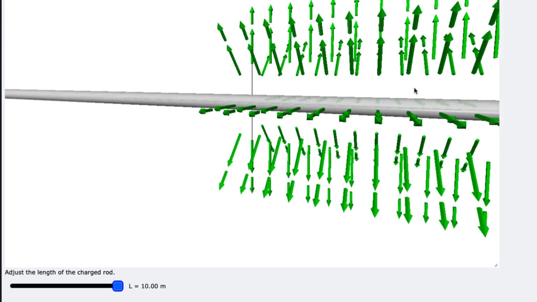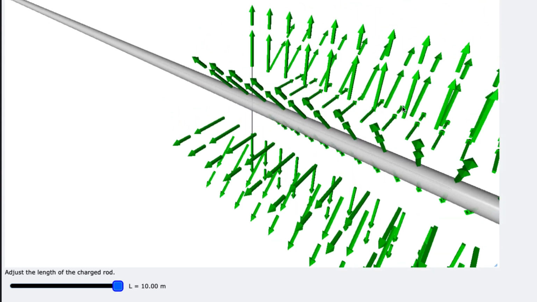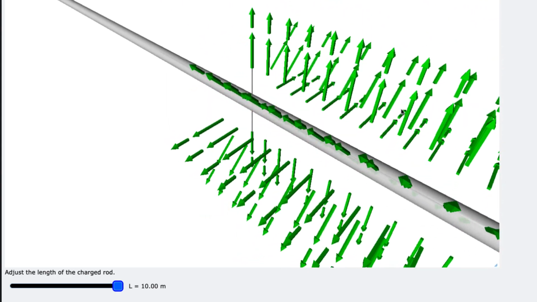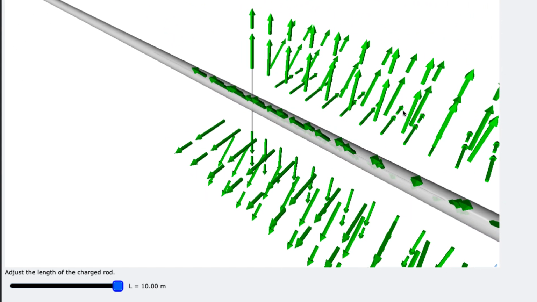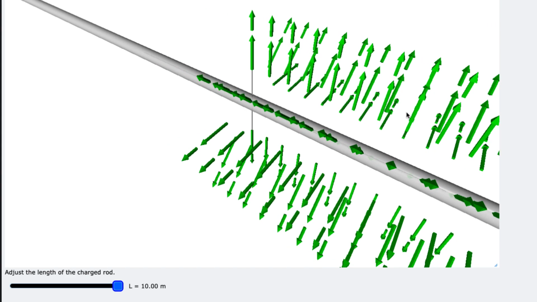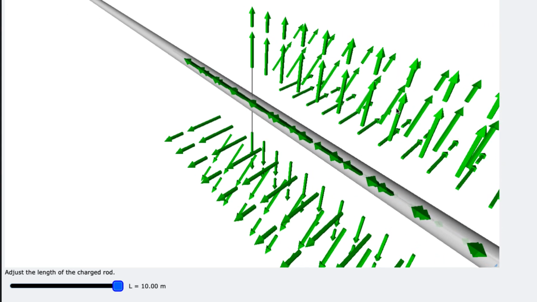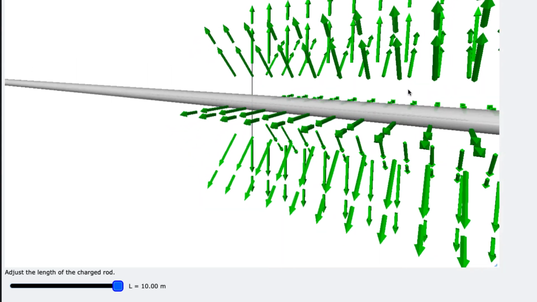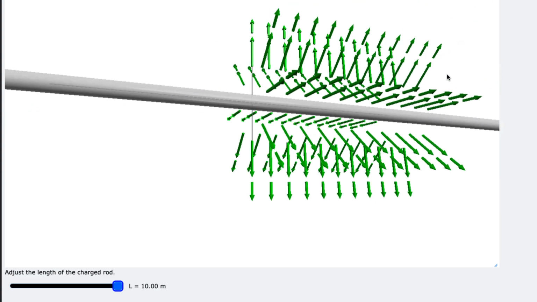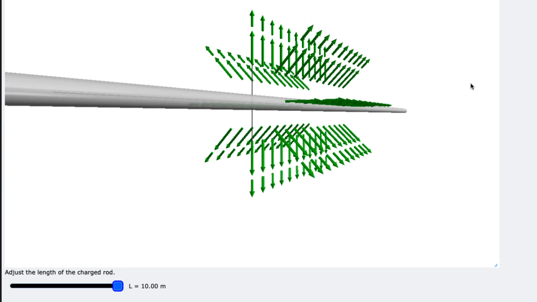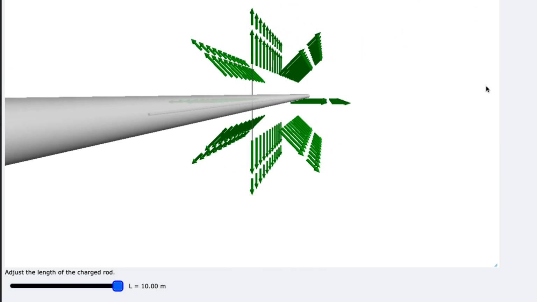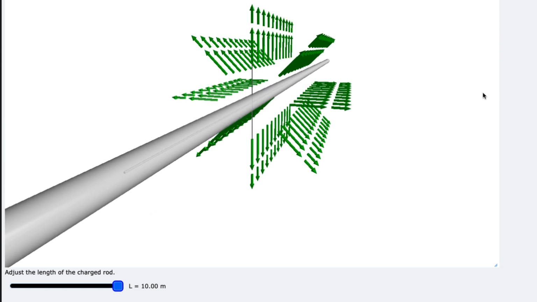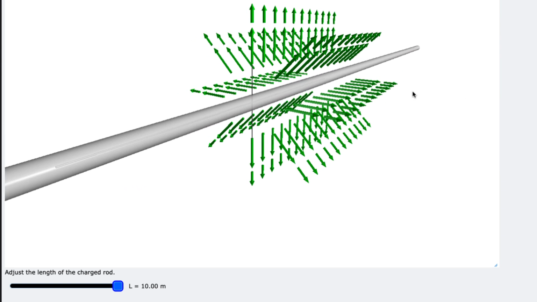And this is a 3D view too, so it's a little bit hard to tell, but if we kind of pan around a little bit, you can see how all those arrows are all pointing perpendicular to the axis of the rod, of the line of charge. So when we have an infinitely long line of charge, then all these electric field arrows are perpendicular to the axis of the line, and they decrease in strength like 1 over distance.